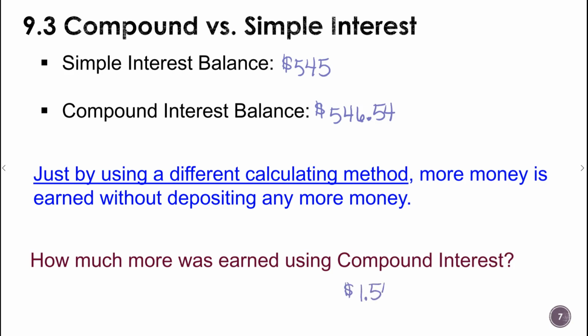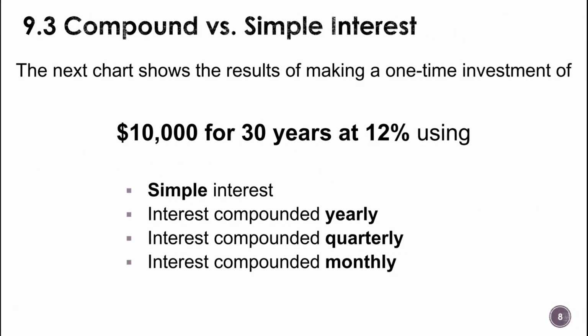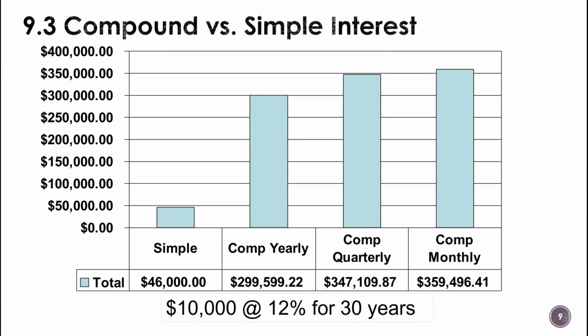Now that might seem pretty minor, and I suppose it is, but if you're talking about a lot more money and a lot more years, that can certainly make a huge difference in the amount you're earning. I'm going to show you an example of compound interest versus simple interest, compounded yearly, quarterly, and monthly. And so we're going to look at a chart right here.